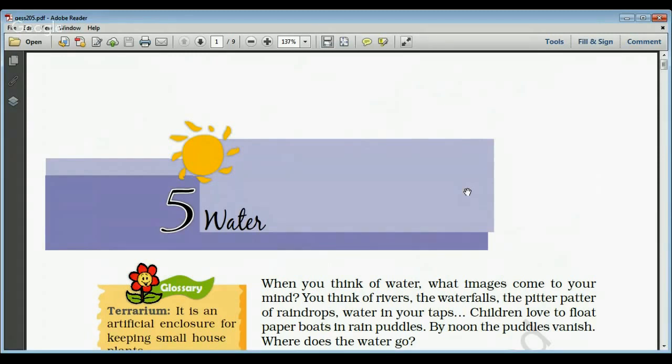NCERT is the basis for all competitive exams, and mostly for all the civil services exams like UPSC and other state PCS exams. So NCERT reading is a must for every exam aspirant.